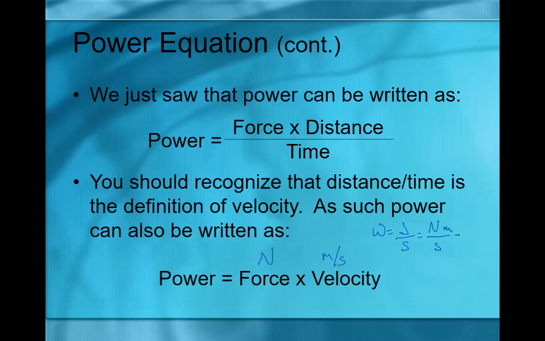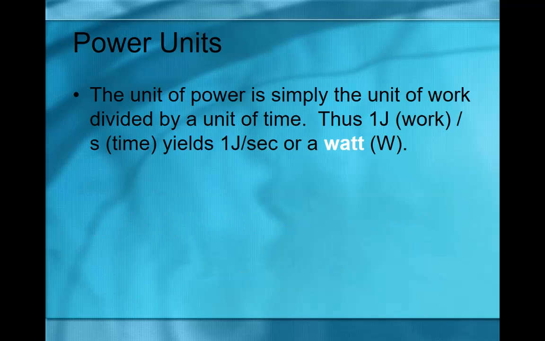And a newton, remember, is a kilogram meter per second squared. So this is going to end up being a kilogram meters squared per second cubed in terms of our base units when we take a look at a watt. Okay. All right. So that's what we need to make sure we understand: a joule per second is a watt.